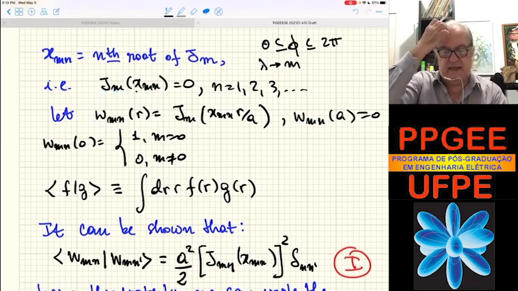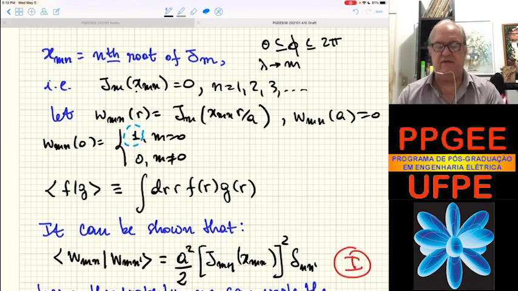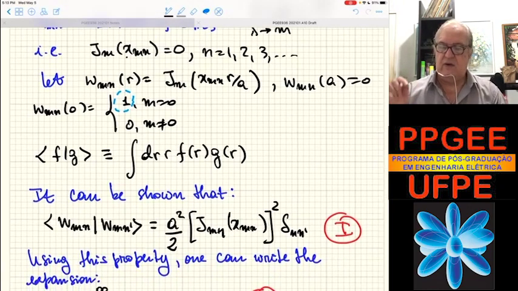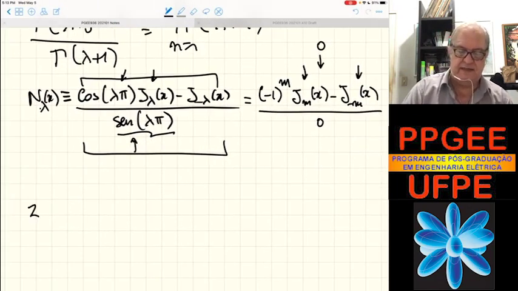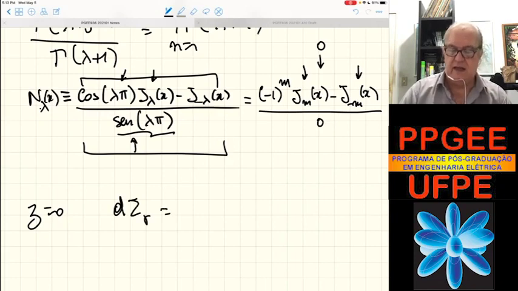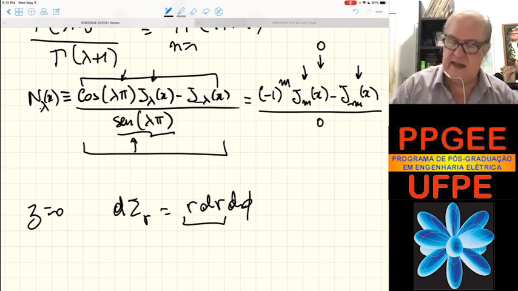So in fact, at the origin we have J0. At the origin, w equals 1 if m equals 0, and w equals 0 if m is different from 0. Recall that in the plane z equals 0, the surface element d sigma equals r dr d phi. Integrations in r always involve the r dr element.